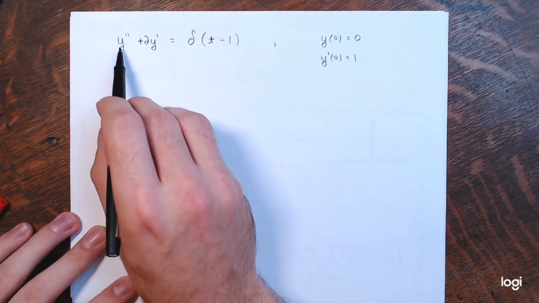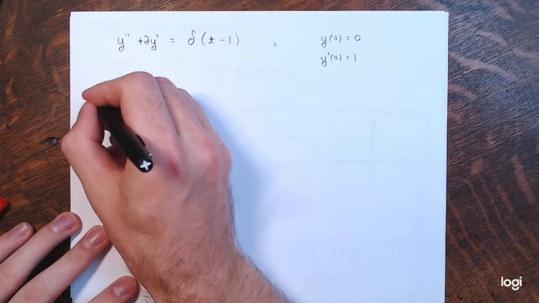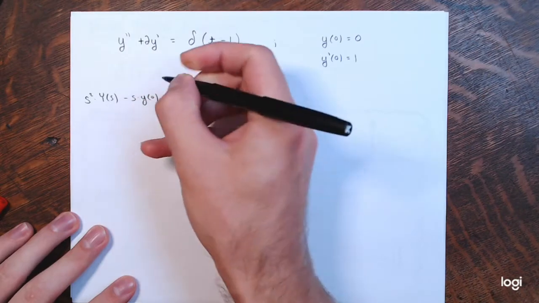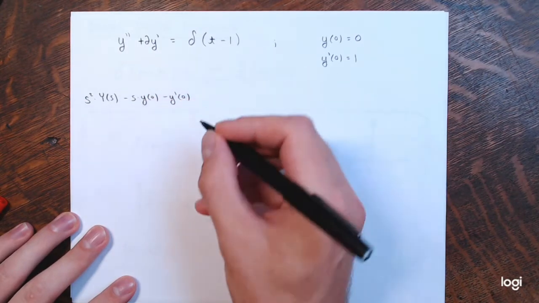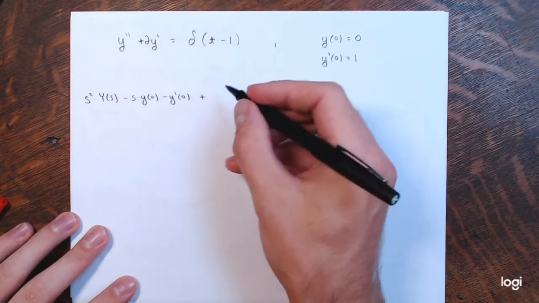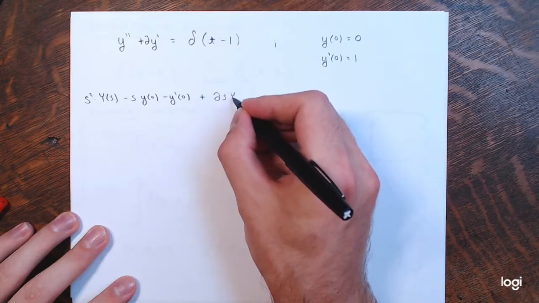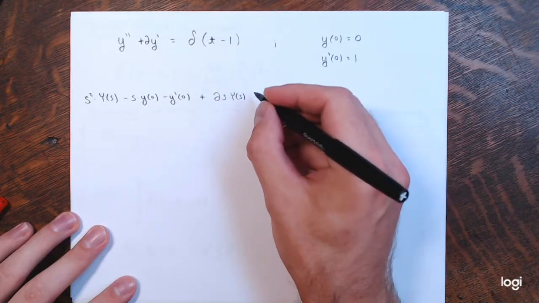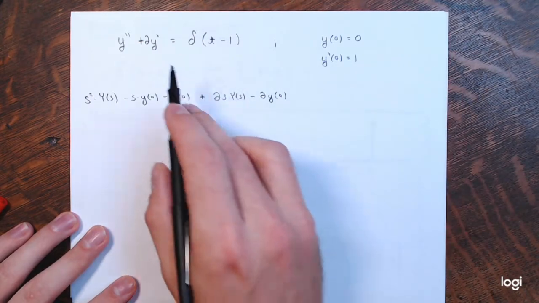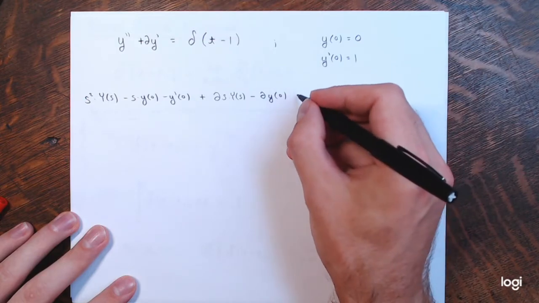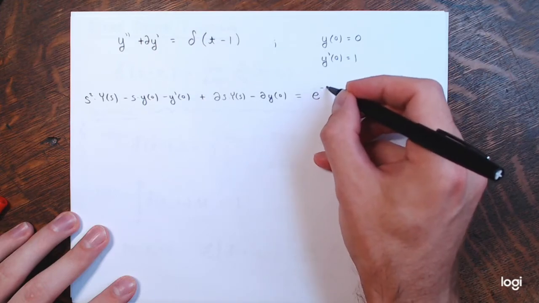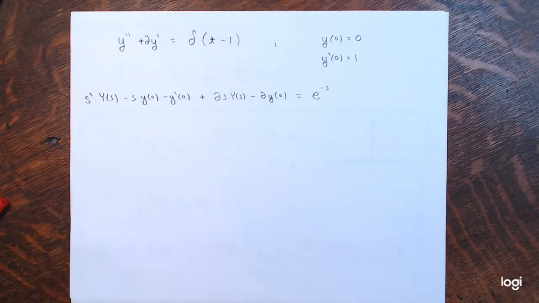The Laplace transform of y double prime is, again, s squared times Y of s minus s times y of 0 minus y prime of 0, plus 2 times the Laplace transform of y prime. So I'm going to distribute the 2. That'd be 2s times capital Y of s minus 2 times y of 0. Just distributing the 2 over that. And then equals the Laplace transform of the Dirac delta function at t minus 1, which is e to the negative s. E to the negative 1s.